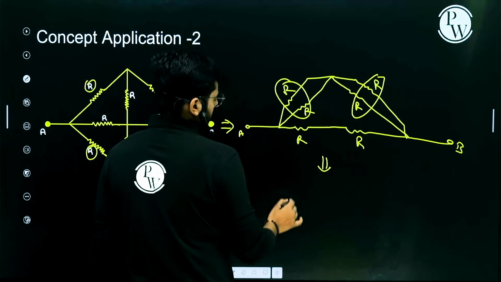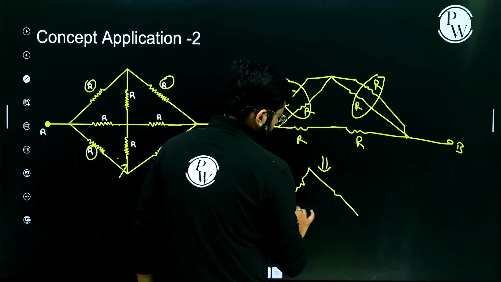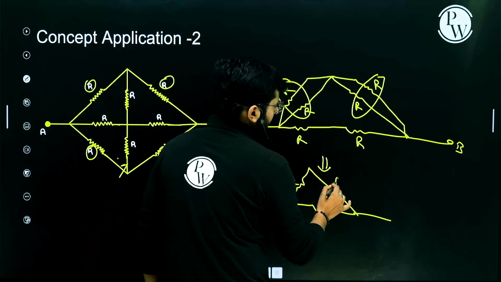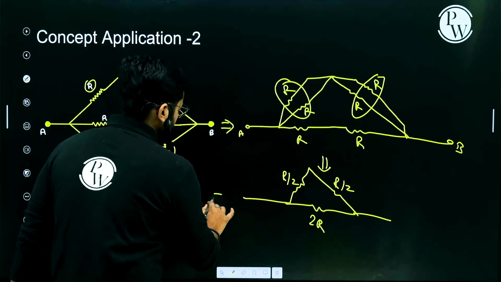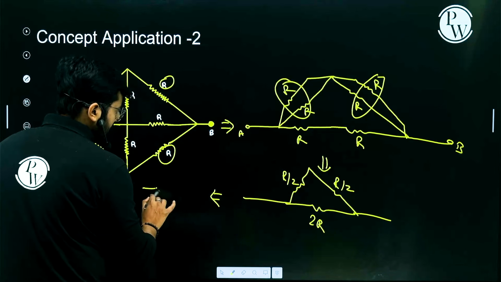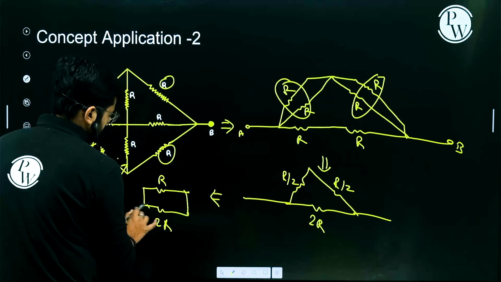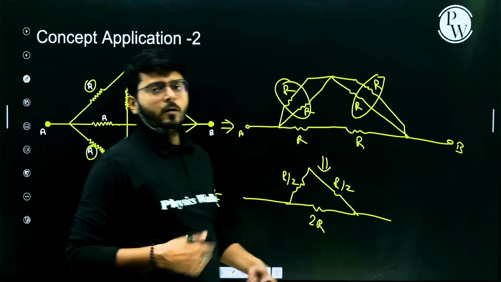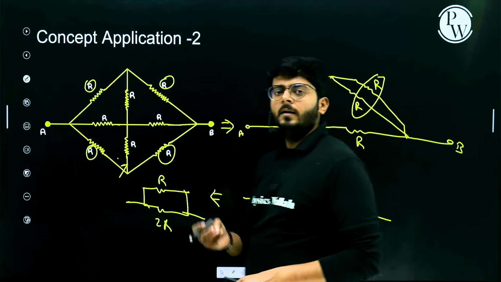Right. So here, this one, and this one. So here you have R by 2. Here you have R by 2. And here you have 2R. R by 2 and R by 2 will further join up in series and will become R. So here R, and then you have 2R, and they are added across this one. So R into 2R upon R plus 2R is going to be the net value.